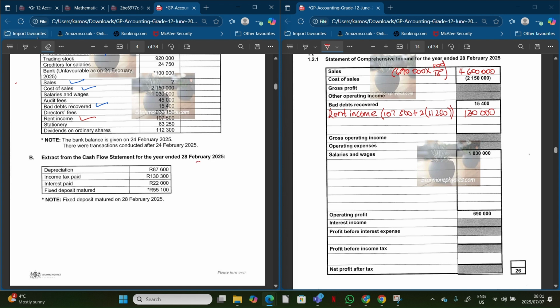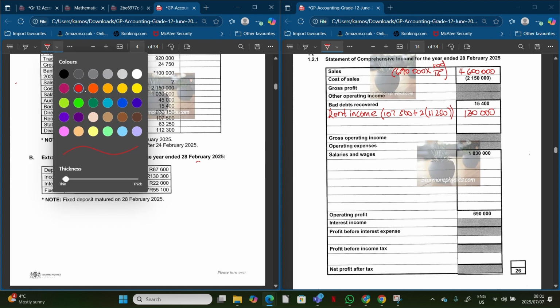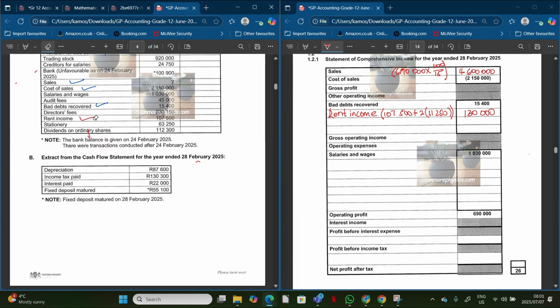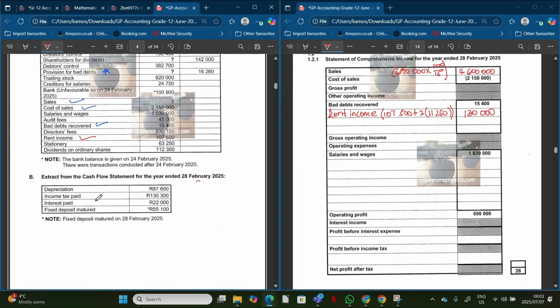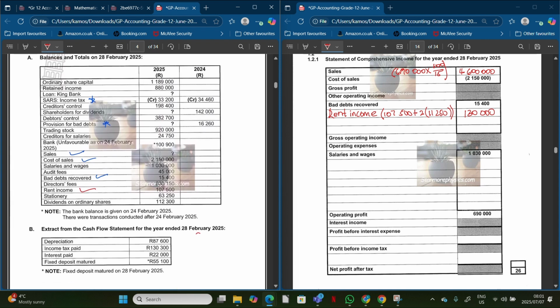So now we continue. Stationery. We definitely do know stationery is not obviously an income. So for stationery, we're gonna skip that out. But now there's something I wanted to show you. We have working provision for bad debts. Right. Provision for bad debts.